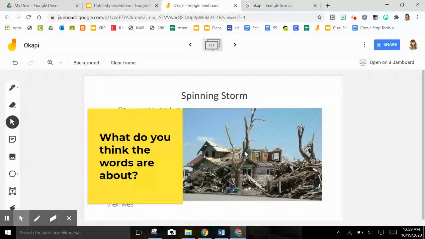It looks like it's a house, or once was a house, and there's just trash and pieces of wood, and it looks like the roof is ripped off. So this house looks like it's been through something. And this right here says spinning storm. So what do you think this text underneath here? What do you think the words are about?